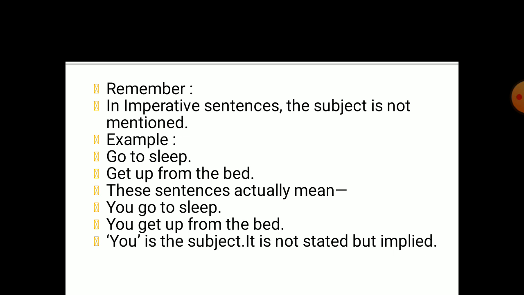I hope you understand what are imperative sentences. Imperative sentences are the sentences which give us command, which make request, which give orders. So in imperative sentences, the subject is not mentioned. For example, go to sleep, get up from the bed. These are the imperative sentences. So in these sentences, we actually mean you go to sleep, you get up from the bed. So in these sentences, here the subject is you. It is not written or it is not stated, but it's understood.